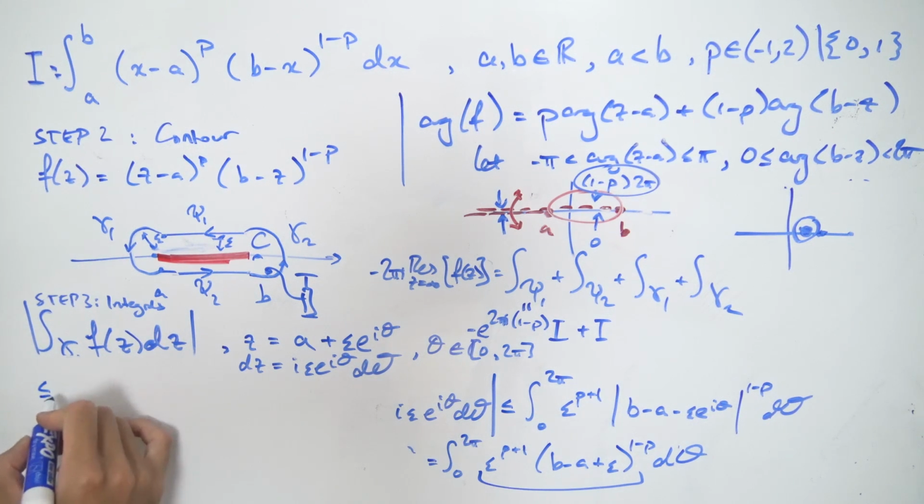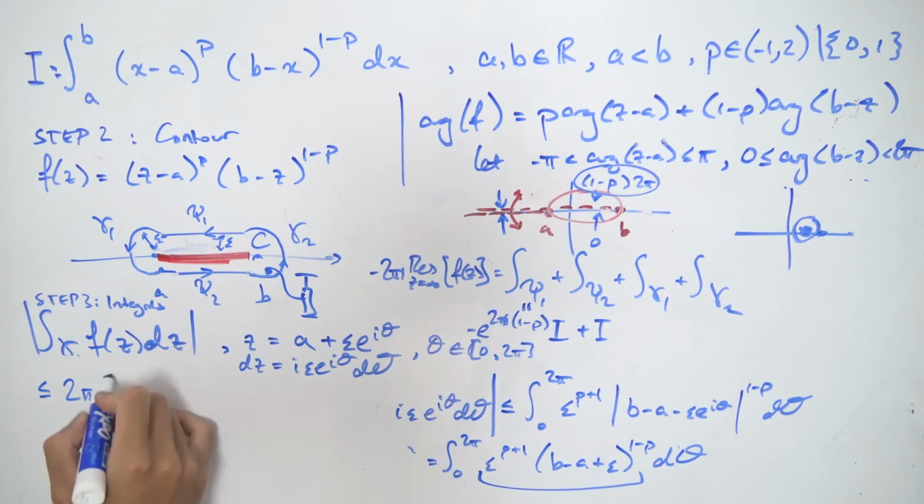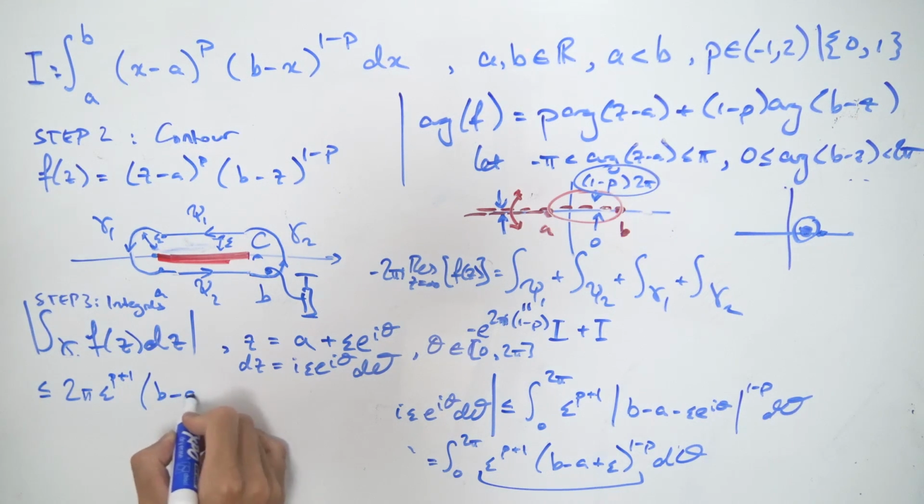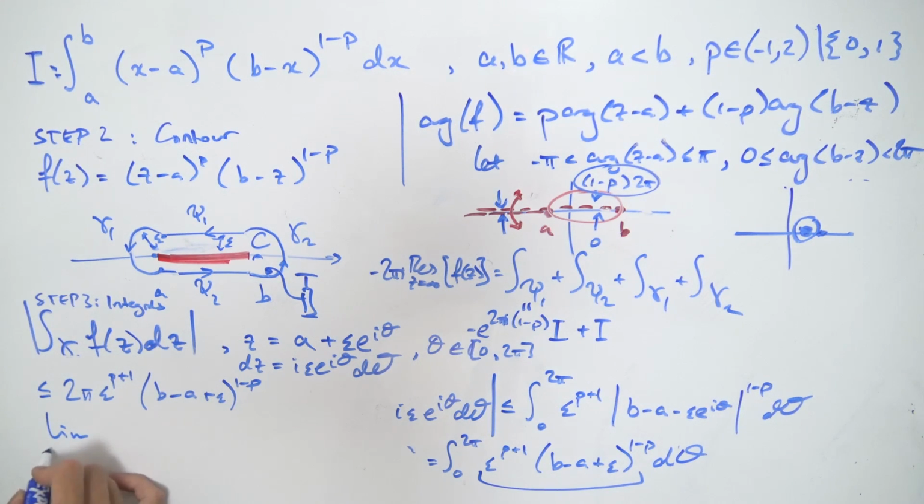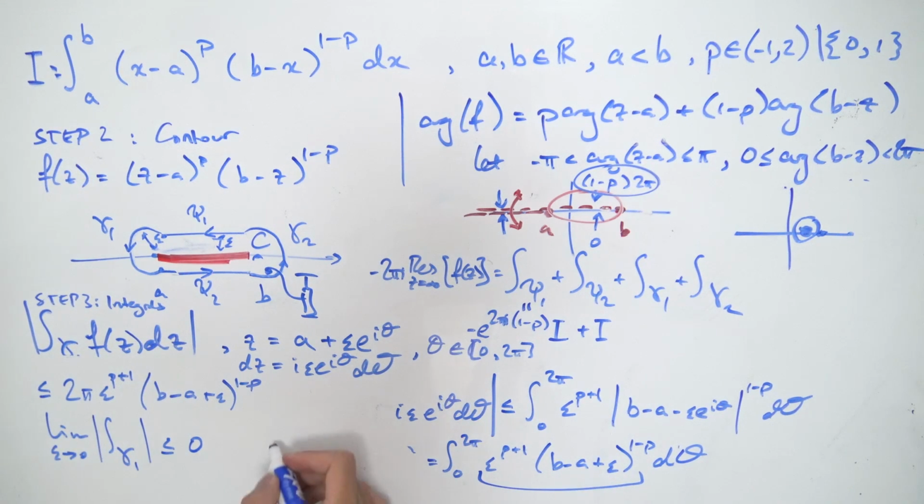So now this is less than or equal to 2 pi times epsilon to the p plus 1 times b minus a plus epsilon to the 1 minus p, and we're taking the limit as epsilon approaches 0. So taking the limit on both sides, we can see that the limit as epsilon approaches 0 of the absolute value of the integral over gamma 1 is less than or equal to 0. So this thing definitely goes to 0 under the condition that p plus 1 is positive. We need this condition right here, because if p plus 1 is negative, then you actually blow up and diverge. So p plus 1 is positive, which implies that p is greater than minus 1.